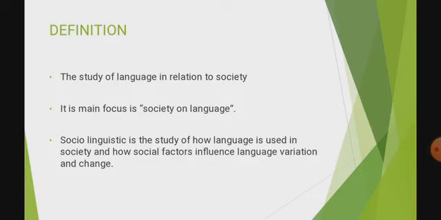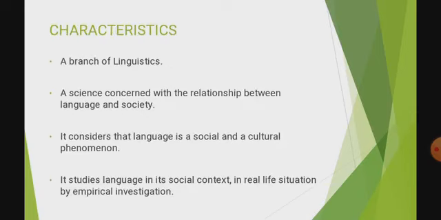The effect of society on language means the language is affected by society. Second one, sociolinguistics is the study of how language is used in society and how social factors influence language evolution and change. Sociolinguistics is the study of how society affects our language, which causes variation and changes in language. So let's move forward.